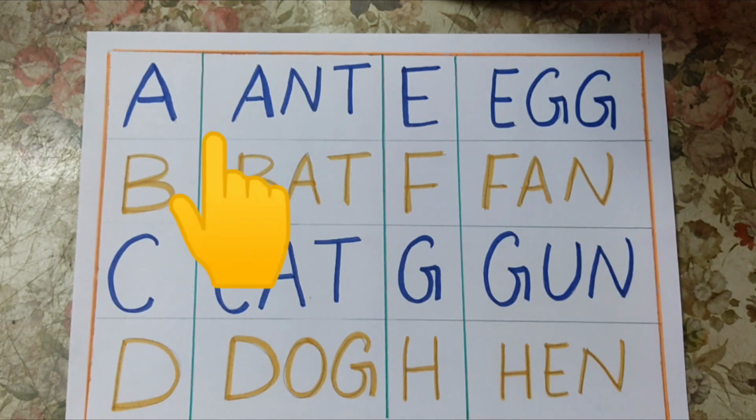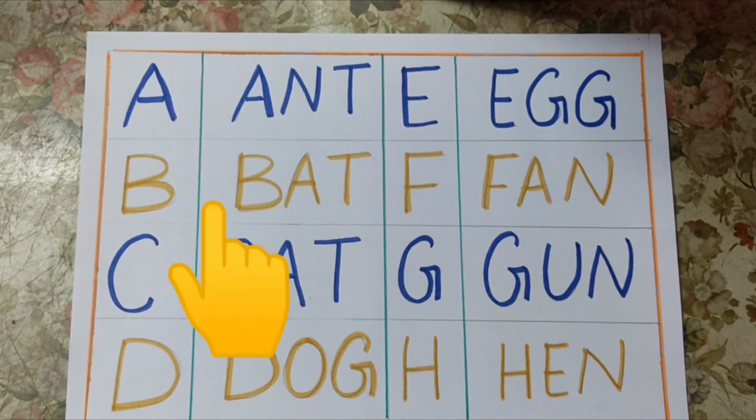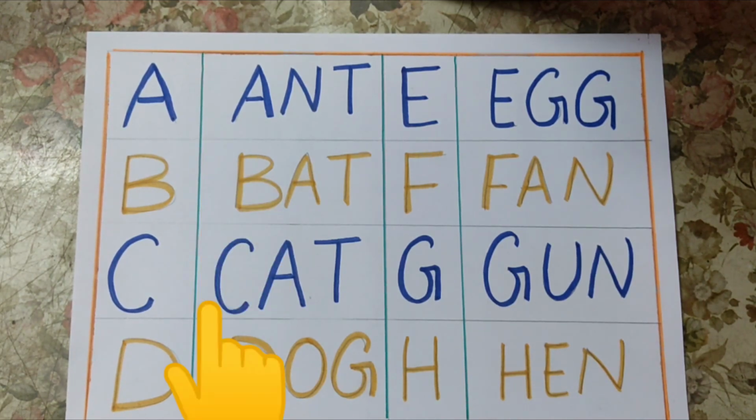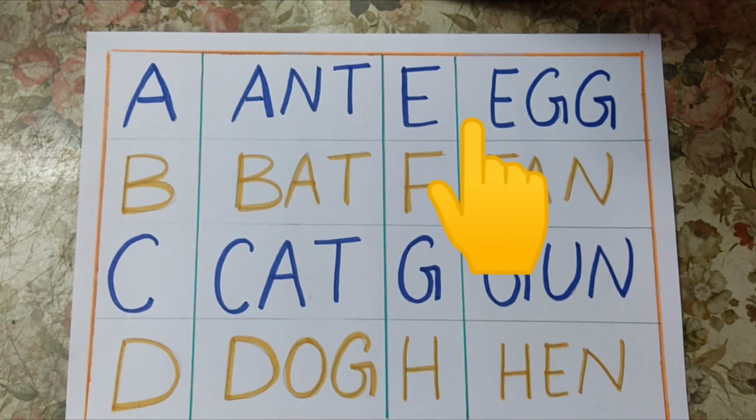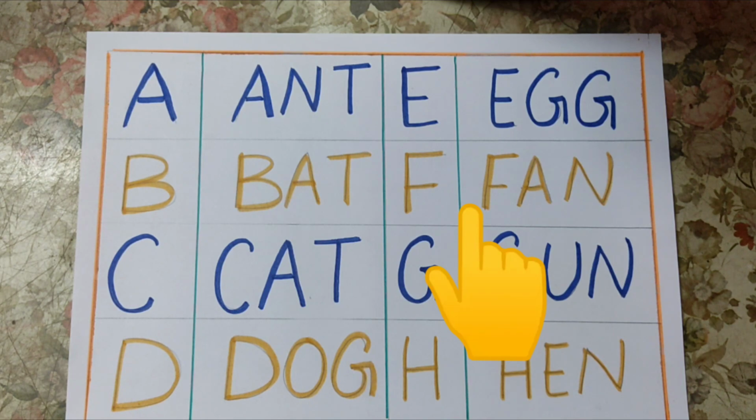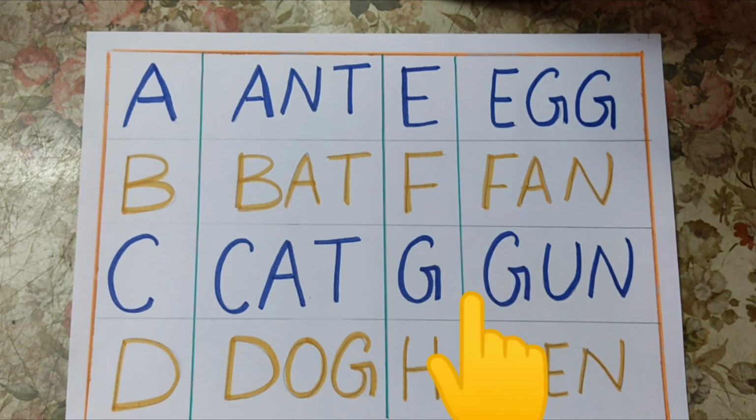A for ant, B for bat, C for cat, D for dog, E for egg, F for fan, G for gun, H for hen.